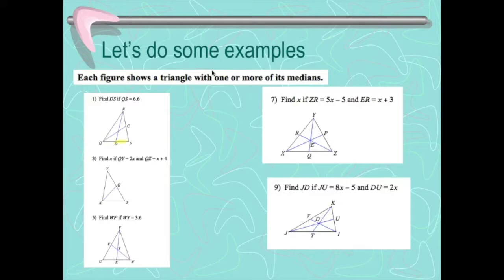I'm looking for DS, and it tells me that QS is 6.6. And the instructions at the top say each figure shows a triangle with one or more of its medians. So you know that those lines being drawn are medians. So if it's a median, how are we going to find what DS equals?